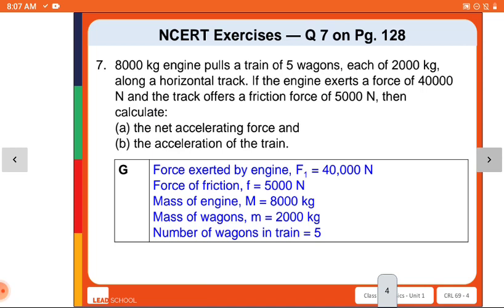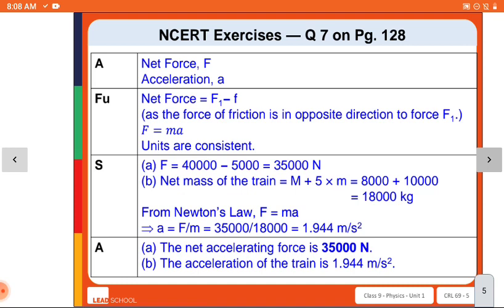So first of all we write the given data. Force exerted F1, that is force exerted by the engine, is 40,000 Newton and force exerted by friction is 5,000 Newton. Mass of engine is 8,000. Mass of each wagon M is 2,000. Number of wagons in the train is 5. So the net force applied is F1 minus F, that is 40,000 minus 5,000, so that is 35,000 Newton in a straight line in the forward direction.